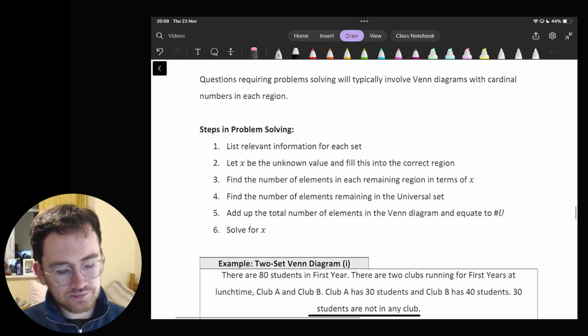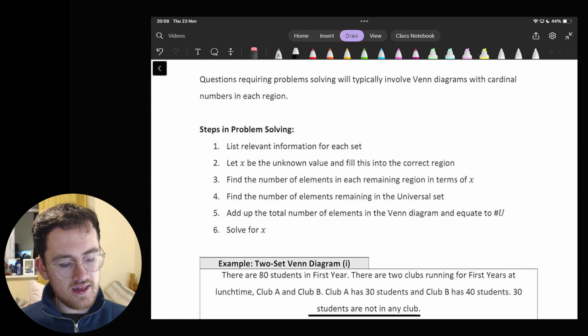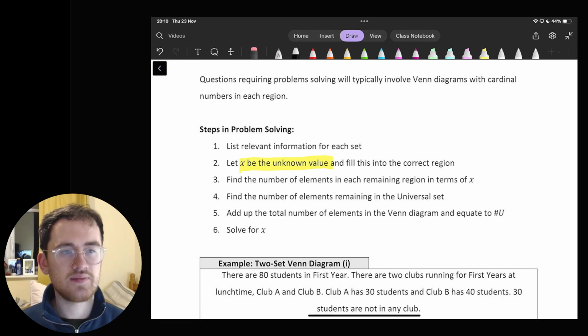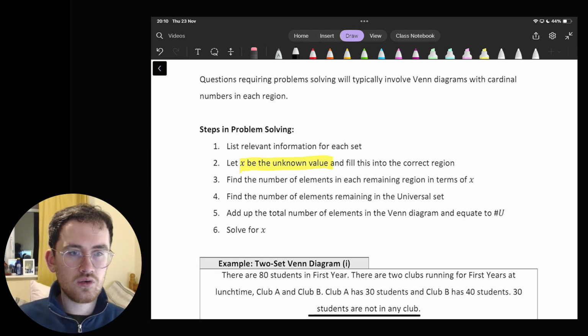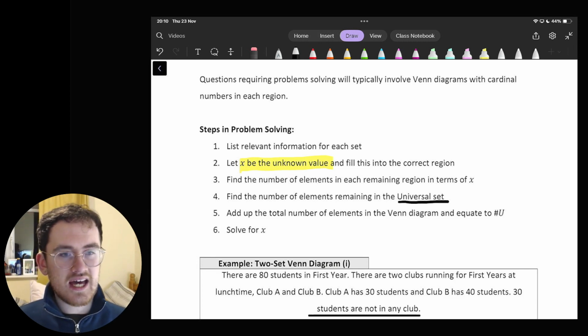So the steps in solving these questions: first of all, we list all the information we have. Then we let x be the unknown value. We won't always have a clear, explicit unknown value, but when we do, we call it x. It's just the easiest one to choose. We next find the number of elements in each region in terms of x. So we look at our diagram, and in any other region where it touches this unknown region or has this unknown value, we rewrite that using x. We then find the number of elements altogether, add up the elements, equate it to that, and use that to solve for x.